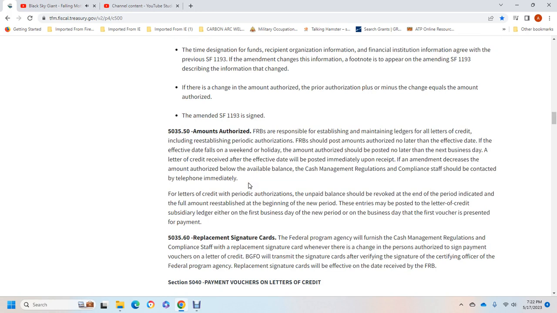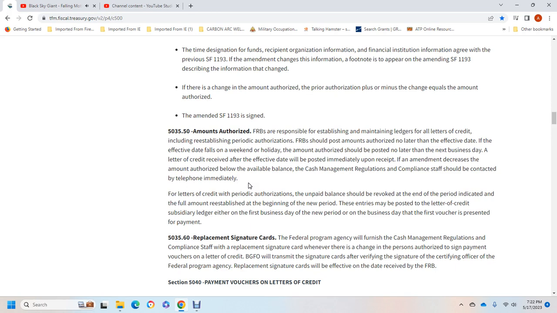Amounts authorized. The Federal Reserve Bank is responsible for establishing and maintaining a ledger of the letters of credit, including establishing periodic authorization. The Federal Reserve Bank should post the amount authorized no later than the effective date. If the effective date is a weekend or holiday, the amount authorized should be posted no later than the next business day. Letters of credit received after the effective date should be posted immediately upon receipt. Immediate amendment.